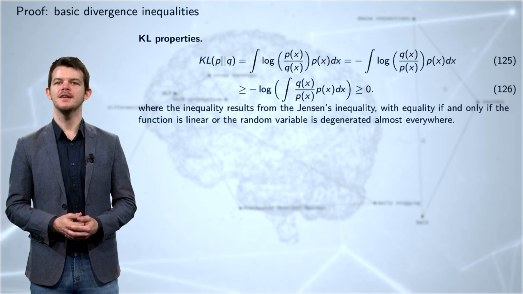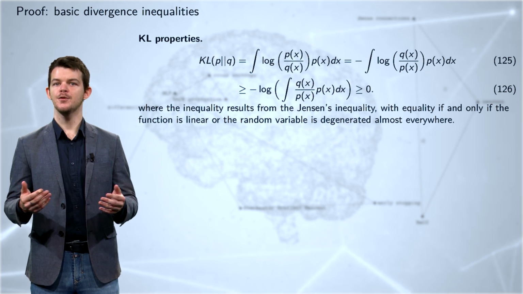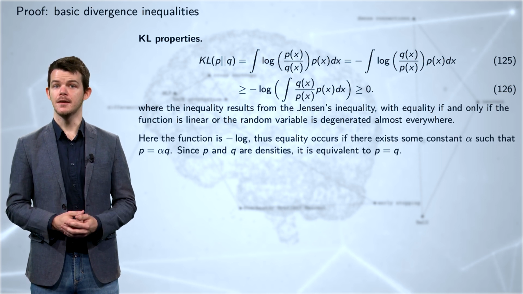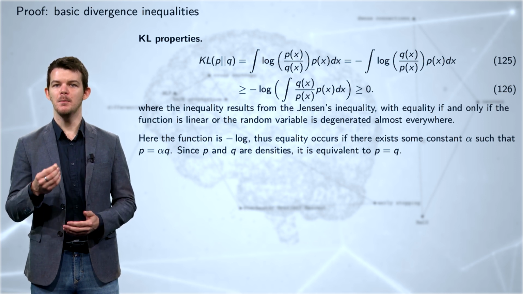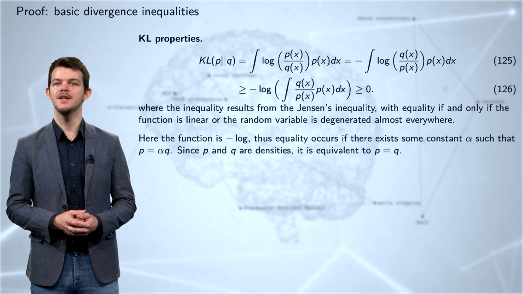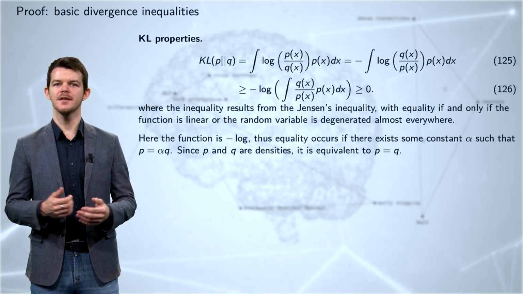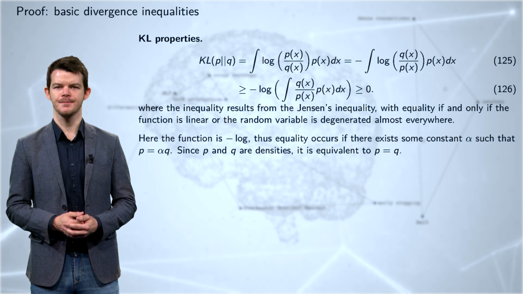Now, Jensen's inequality is an equality if and only if the function is linear or the random variable is degenerate almost everywhere. Here, the function minus log is not linear, so the equality occurs when the random variable is degenerate, that is, if Q equals alpha P for some constant alpha. However, since P and Q are probability densities, alpha must be equal to 1, which implies P equals Q. This proves the second statement on the KL divergence.